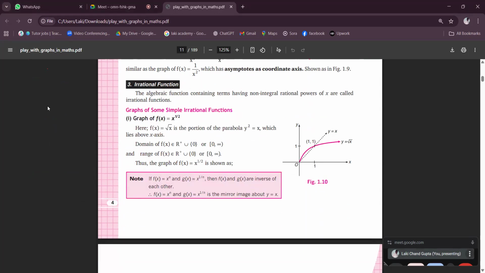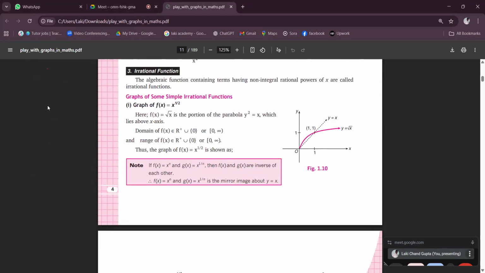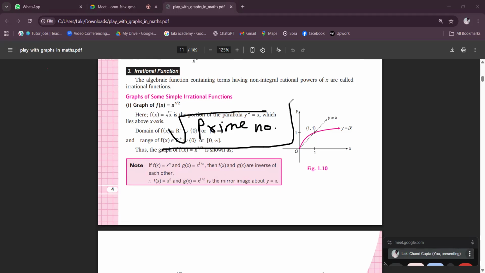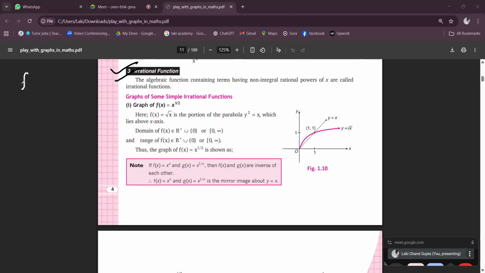Now write the irrational graph. What is an irrational number? The root of a prime number always gives an irrational number, right? So write the graph of an irrational function. So first is what? Y is equal to root x.